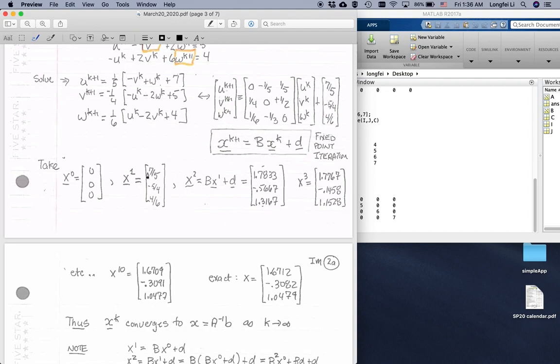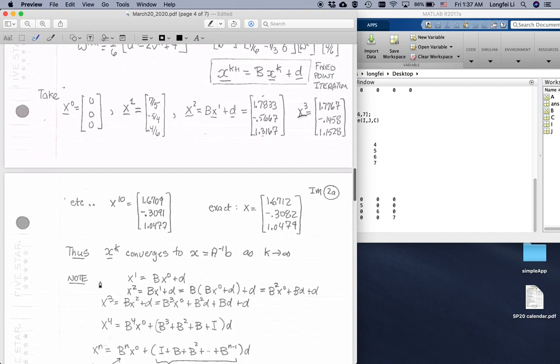Then we get x1 is this vector, and x2 is from Bx1 plus d, and for this particular example we get this value, and if we do it 3 times we get this one, etc. If we do 10 iterations, we get this vector. And the exact solution of that problem is this one, so you can compare. It's accurate, right? If we only did 10 iterations, the approximate solution is very close to the exact solution.